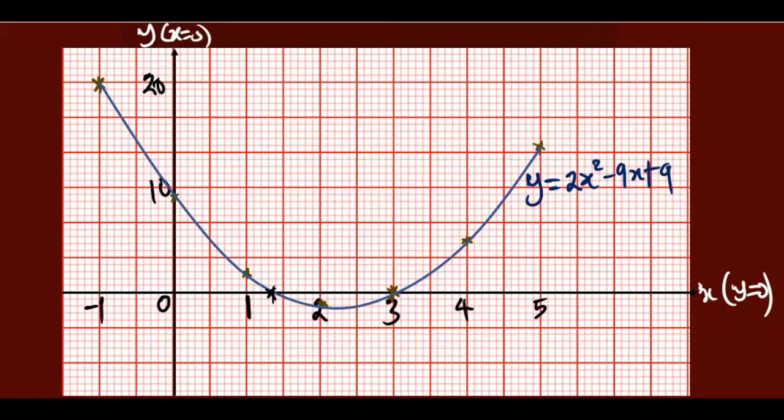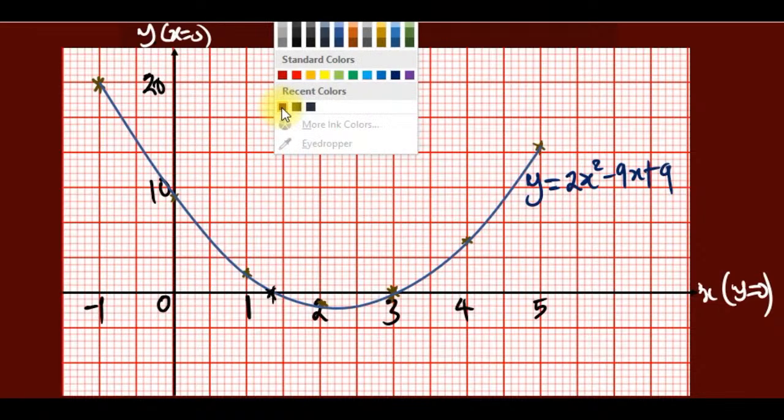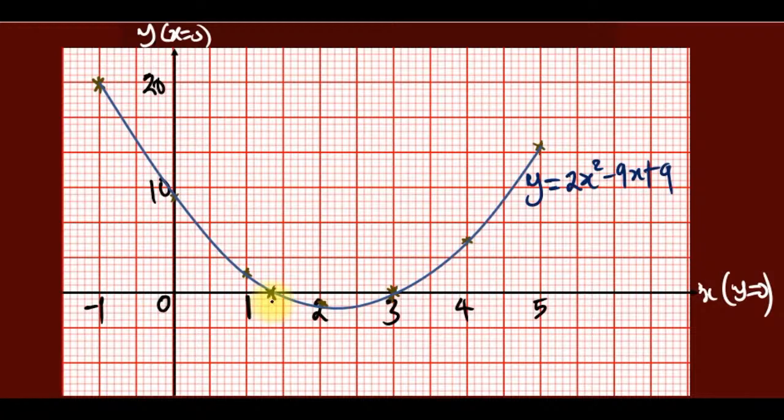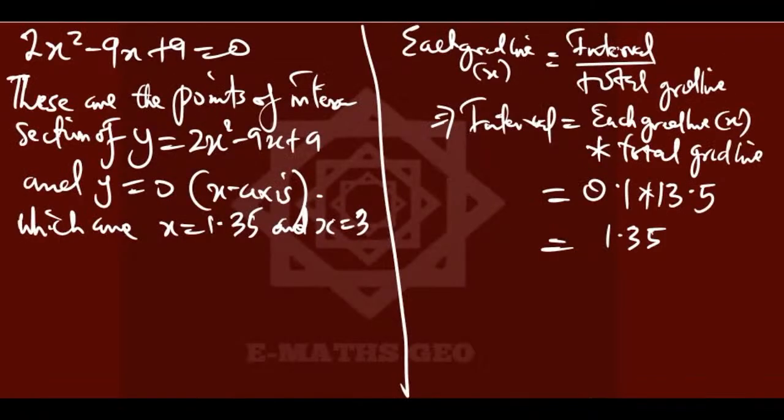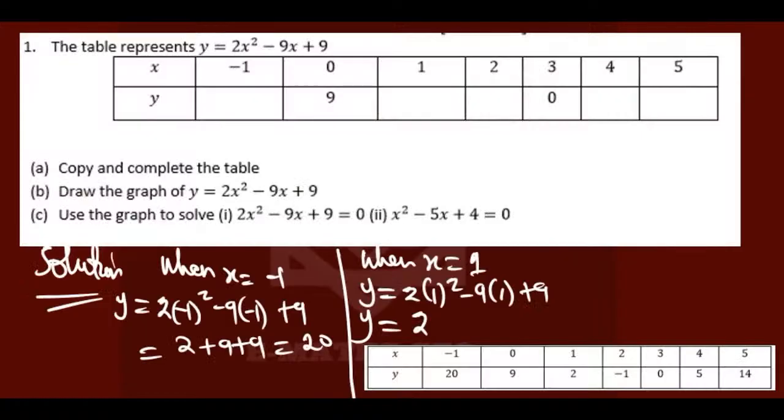So from the graph, that's the point A and the point B. That's our 1.35. So that's the first solution. That's the first question. The second question, they said to solve x squared minus 5x plus 4 equal to 0.